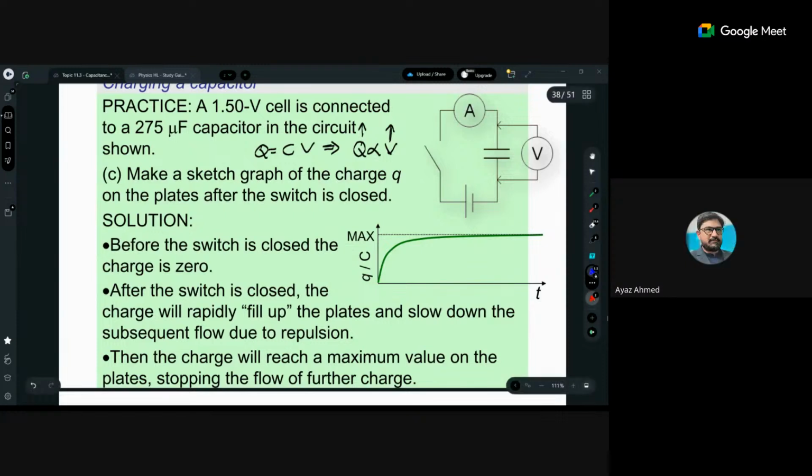Are you getting it? Yes, sir. It is direct just due to this reason. The charge and voltage are directly proportional to each other.